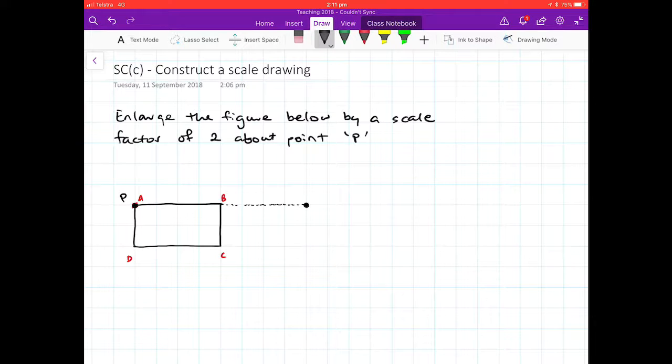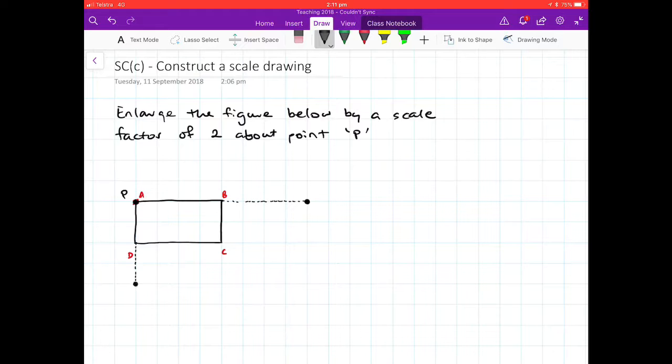Okay, let's look straight down to point D now. At the moment it's 1, 2 units away. If we were to double that, we would be looking at taking it 4 units away from point P. So we're doubling where it goes, okay? And we would have a new point D there.